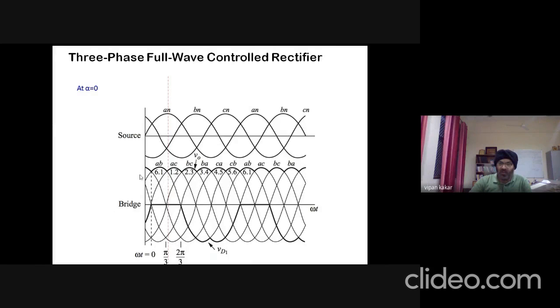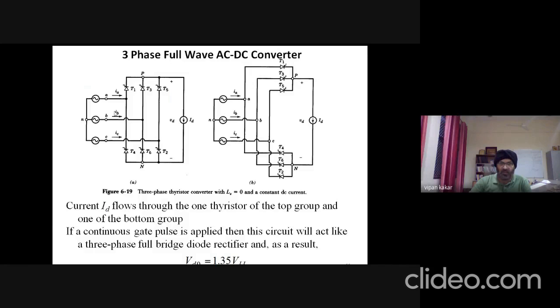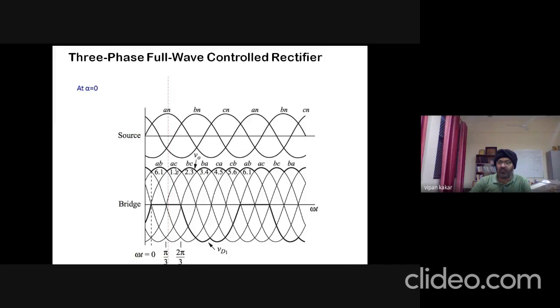Similarly, when T6 goes off, T1 is now paired with T2. T1 continues to be on from the previous instant, and the current continues to follow this path from top to bottom, going through T2 and coming back to the neutral through phase C. So now the voltage developed at the load is across A and C. Similarly, T1 has been conducting for so long that it now goes off, and T2 is paired with thyristor T3.